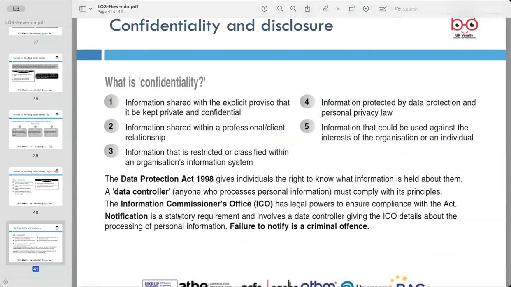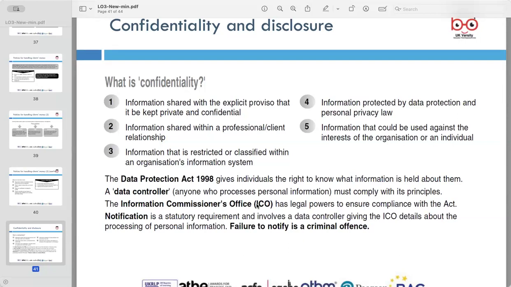This act grants individuals the right to know what information is held about them and requires data controllers to comply with its principles. Notification to the Information Commissioner's Office, or ICO, is a statutory requirement, and failure to do so constitutes a criminal offense. Even after the conclusion of an assignment, confidentiality obligations persist and extend to any staff under an accountant's authority or anyone consulted for advice or assistance.